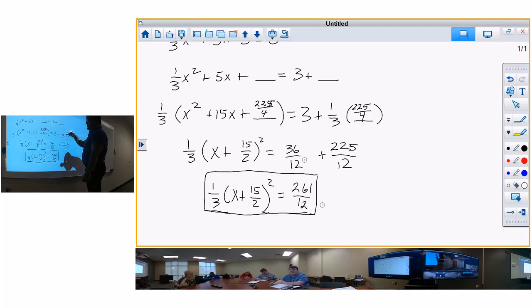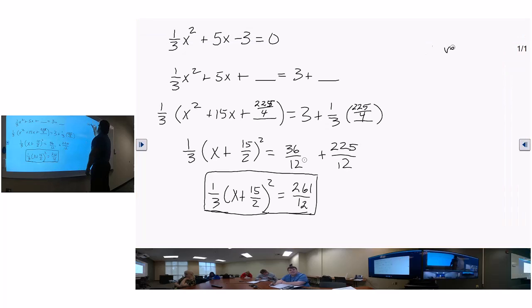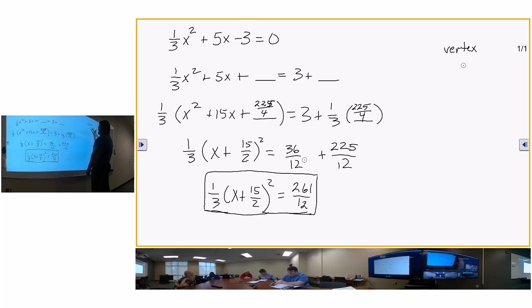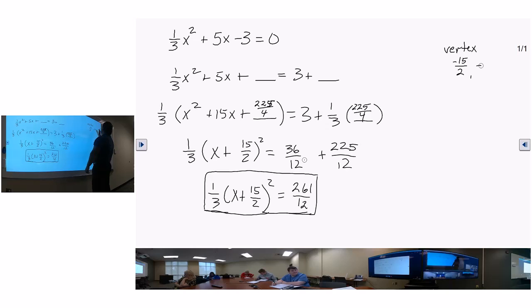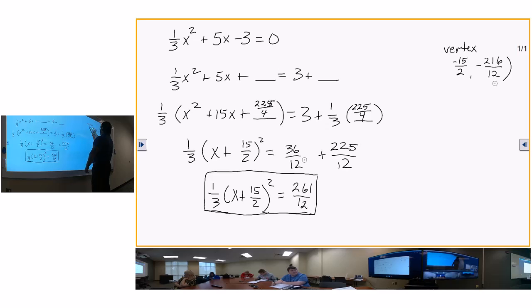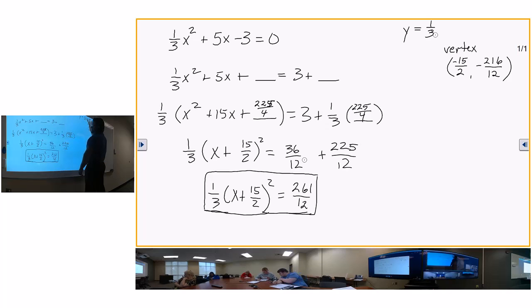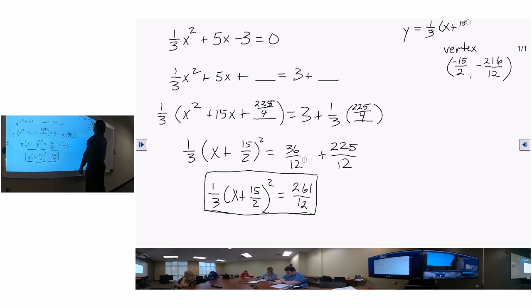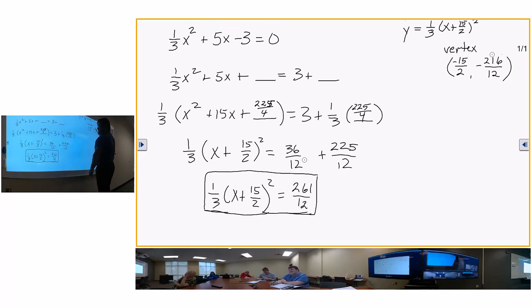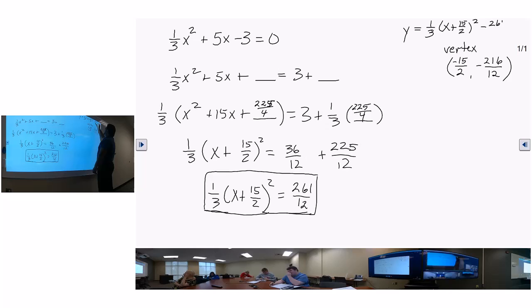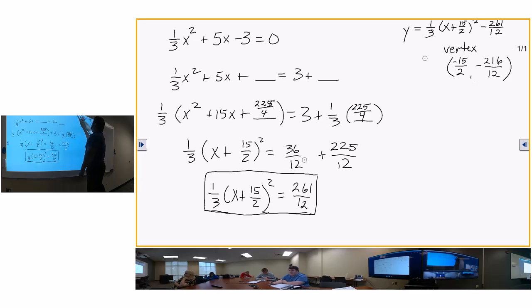So what is our vertex? I'm going to write it up here. Vertex is negative 15 halves and negative 261 over 12. I'm going to write it in vertex form. f of x or y is equal to 1/3 times x plus 15 halves quantity squared minus 261 over 12. And like I said, you need to put that and highlight it because sometimes they ask for that.